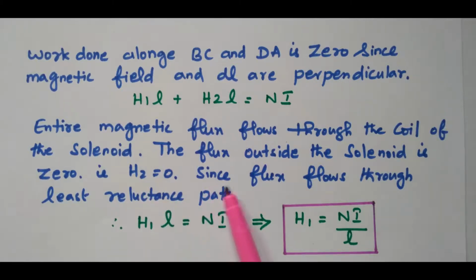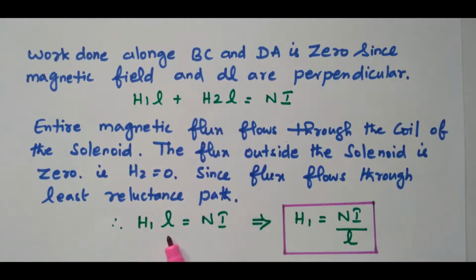The flux flows through the least reluctance path, so it will follow the least reluctant path that is available in the iron rod. Outside, the iron rod is not there, so outside, the magnetic field intensity is 0. Why? It follows the least reluctance path. So only H1 is available. H1L equals NI, and the H2 term becomes 0.